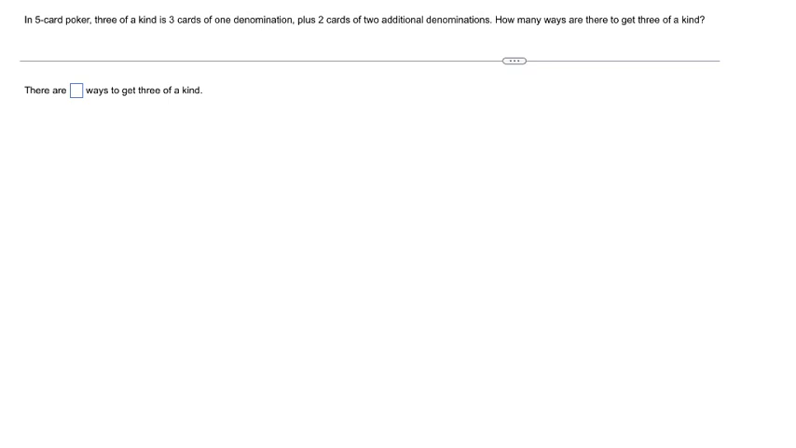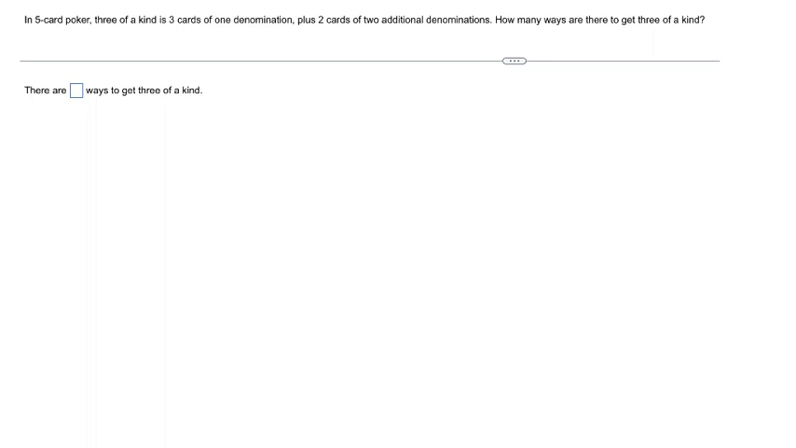So in this problem, we are told that we are dealt a 5-card poker hand. And we're also told that 3 of a kind consists of 3 cards of one denomination plus 2 cards of 2 additional denominations. We're asked how many ways there are to get 3 of a kind.